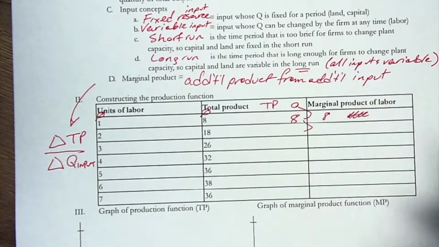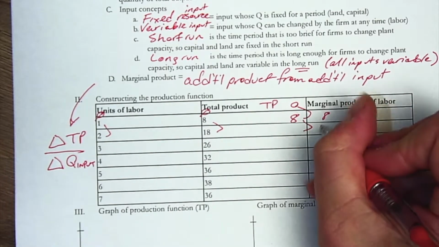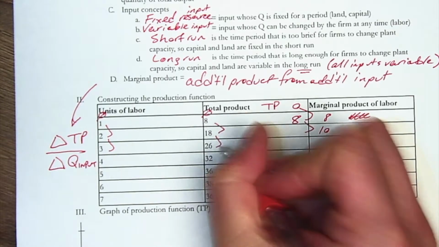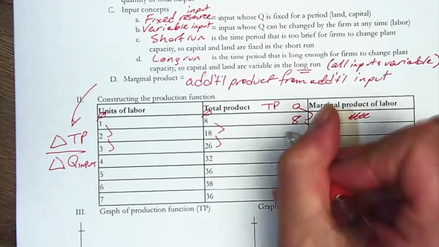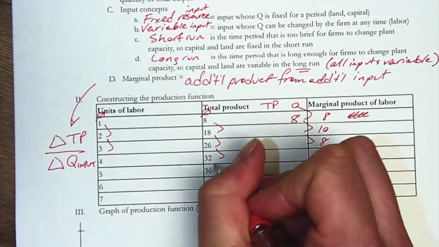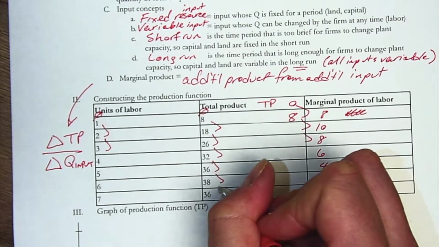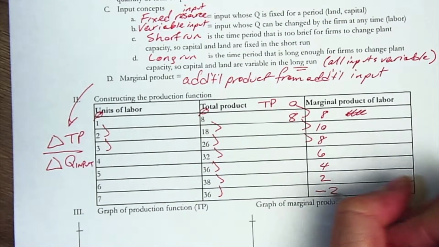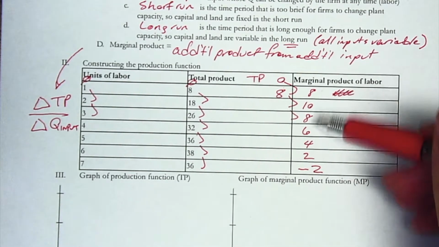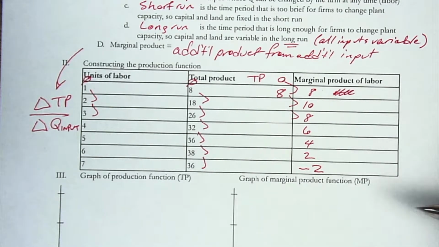The next unit of labor, when we go from 1 to 2, gives us 8 to 18, so that's 10. The next unit of labor gives us 18 to 26, so that's 8, right? And then 26 to 32 is 6, and 32 to 36 is 4, and 2, and here we have -2. And what we find is that the marginal product initially goes up, it goes from 8 to 10, and then gradually decreases until it finally goes negative.